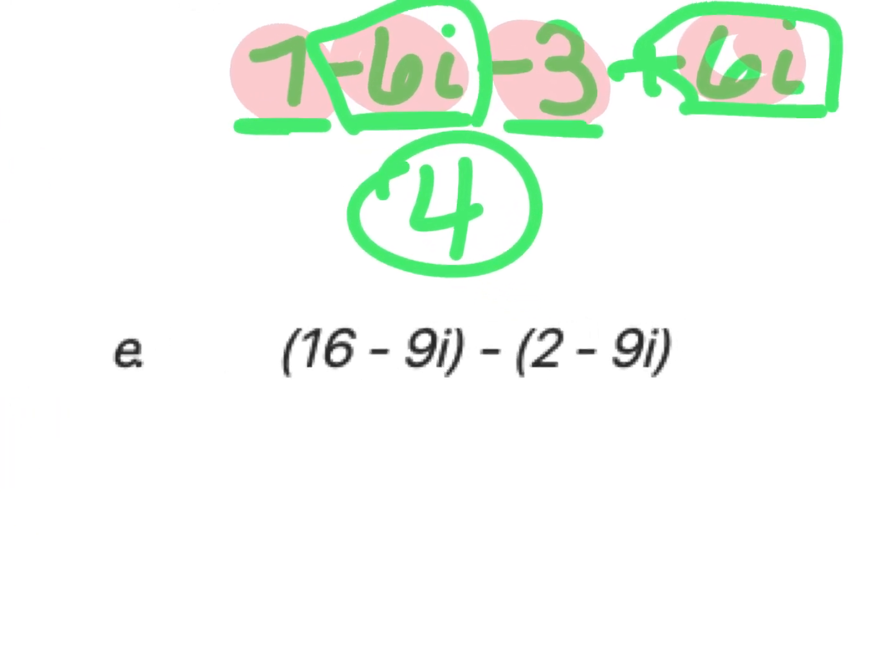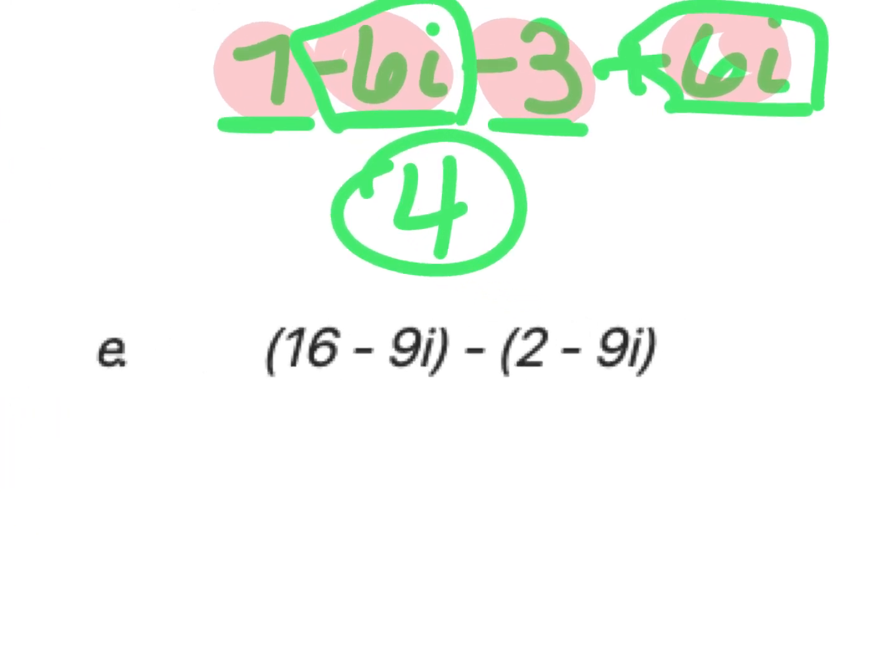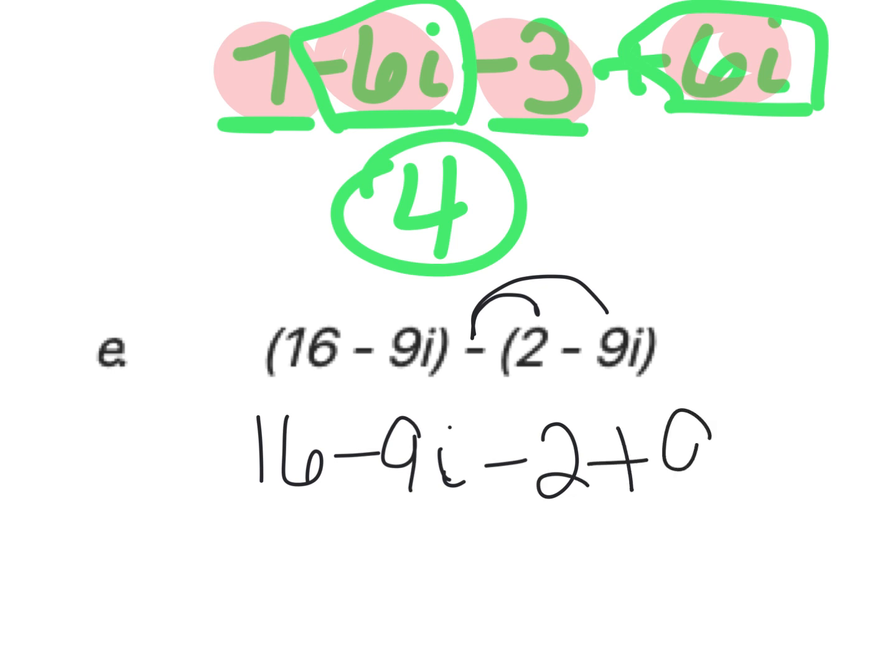One more with just some subtraction to make sure we remember that negative gets distributed to both parts. So I would have 16 minus 9i minus 2 plus 9i, again, because we distribute it both times, it changes the signs.